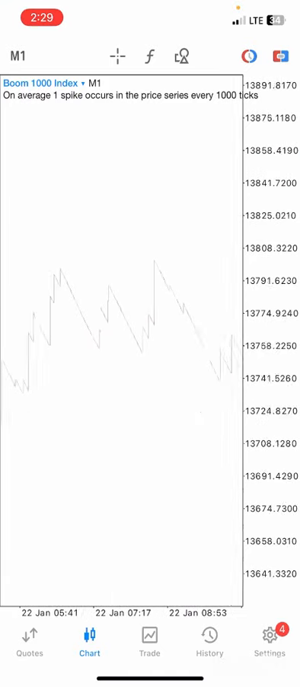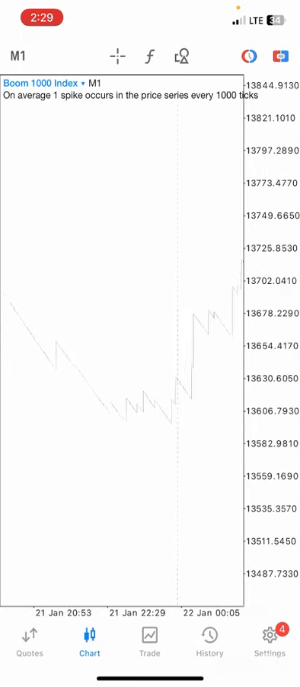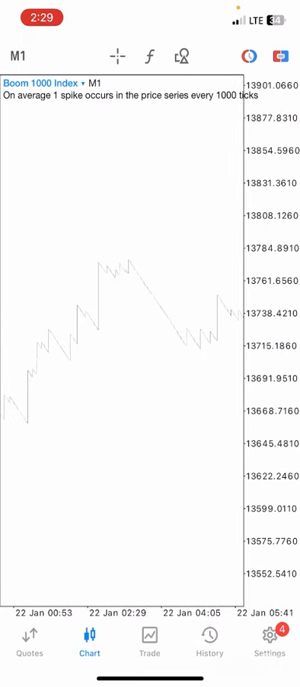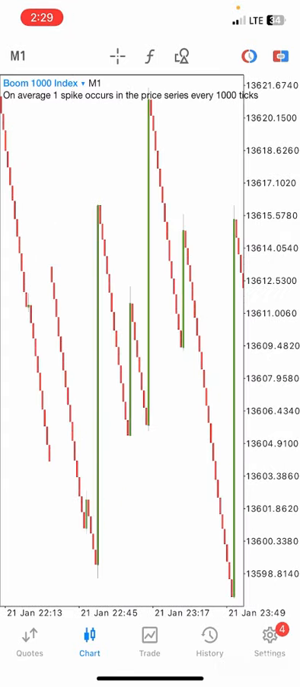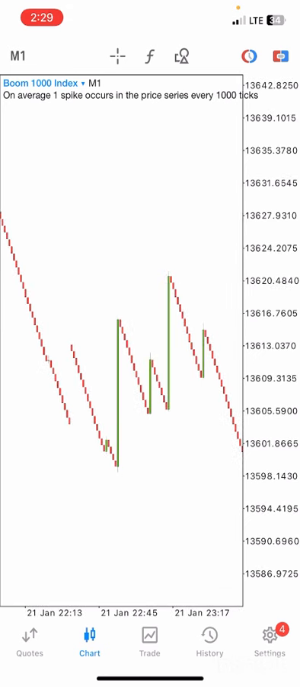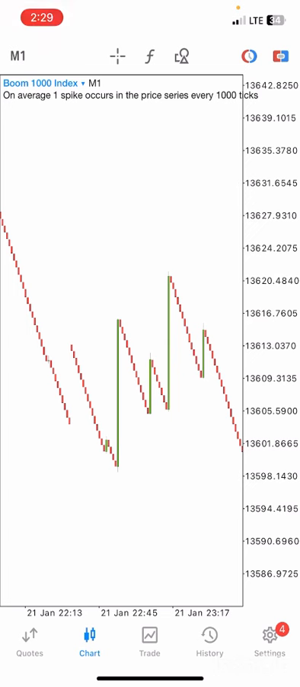Now let's start somewhere from here. Anytime you see a gap like this, remember that this usually works a lot when you are trading Boom 1000 and Crash 1000. So do not use it on the other Boom and Crash instruments. This is specifically for Boom 1000 and Crash 1000. Those are the instruments that it works very well with.